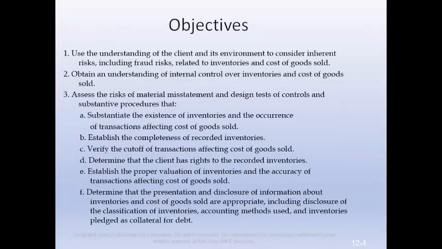The audit objectives in auditing inventories and cost of goods sold include the use of the understanding of the client and its environment to consider inherent risk, including fraud risk, related to inventories and cost of goods sold. The auditors should obtain an understanding of the internal controls over inventories and cost of goods sold and assess the risk of material misstatement when designing tests of controls and substantive procedures. The substantive procedures shown in this slide will be discussed in more detail later in the presentation.